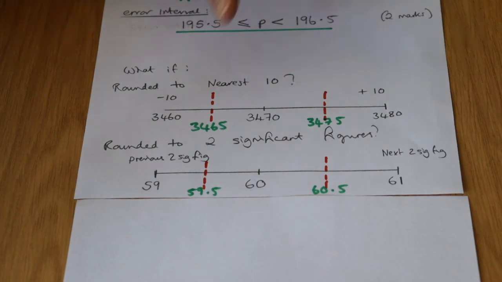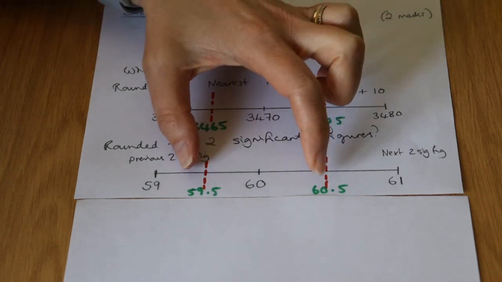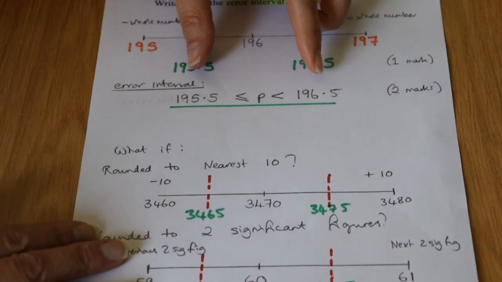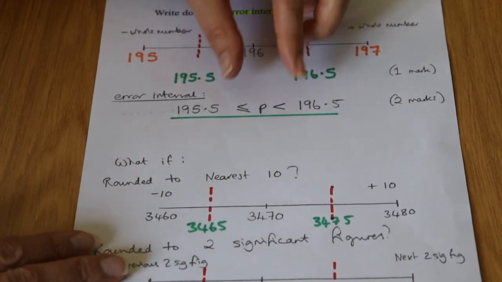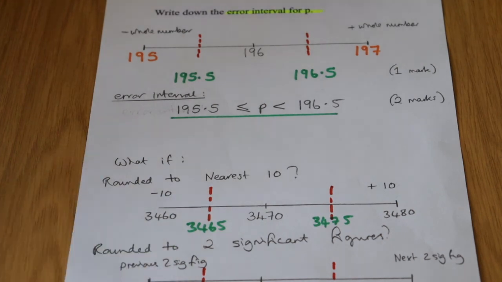And again, those 2 numbers would then be written as the error interval with the signs, with the inequalities, like the example up here. So basically, using a number line is a really good way to get this one solved.